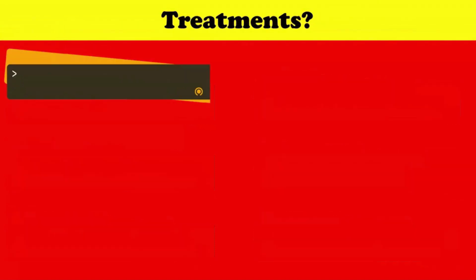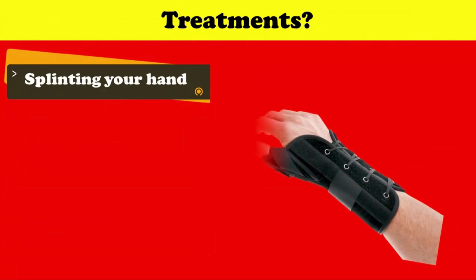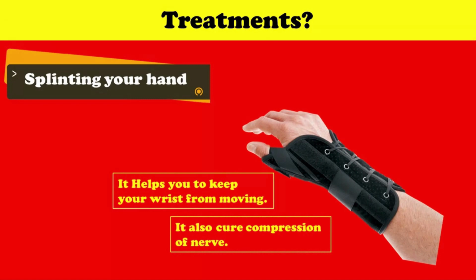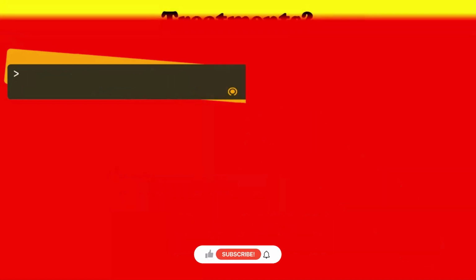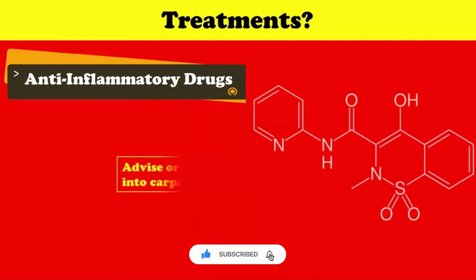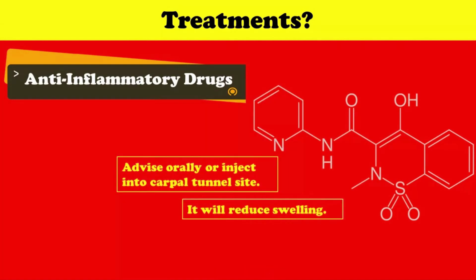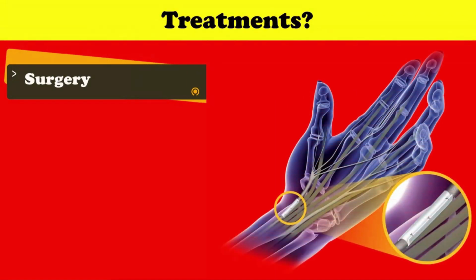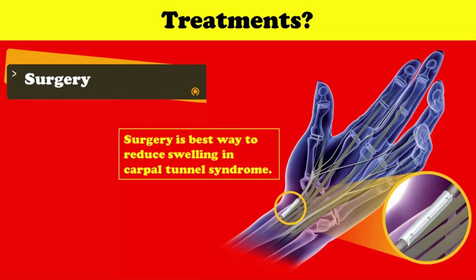For its treatment, an effective method called splinting is done, in which a bandage is wrapped around the wrist so that no movement is possible in the wrist, and due to lack of movement, the pressure on the median nerve also decreases. Another effective method is anti-inflammatory drugs. The most commonly used method of anti-inflammatory drugs is direct injection at the site of carpal tunnel syndrome. The third method is surgery. It is mostly done in people who have a lot of numbness in their hands.